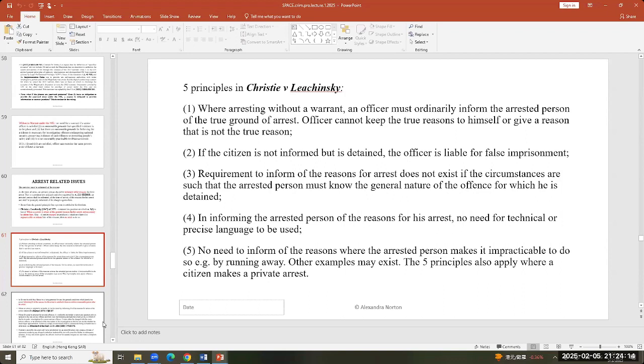And when the officer's arresting, he doesn't need to say, "I'm arresting you for the offense of theft pursuant to Section 9 of the Theft Ordinance," right? He just has to make it clear in simple language that the person is being arrested and for what. Right? "I'm arresting you for shop theft."